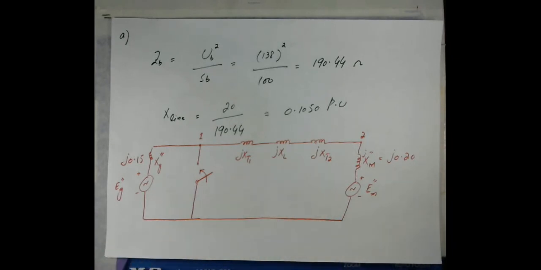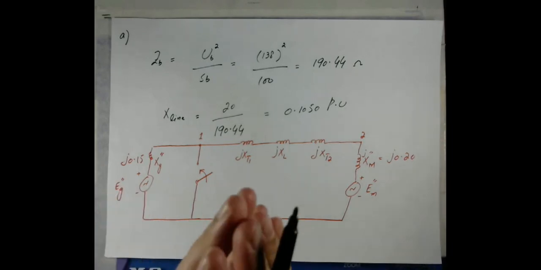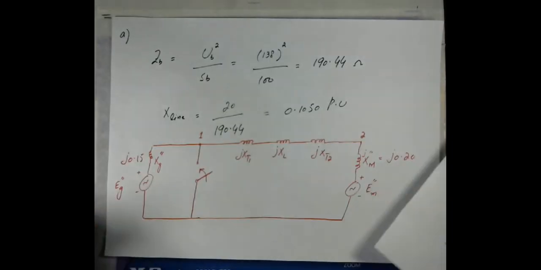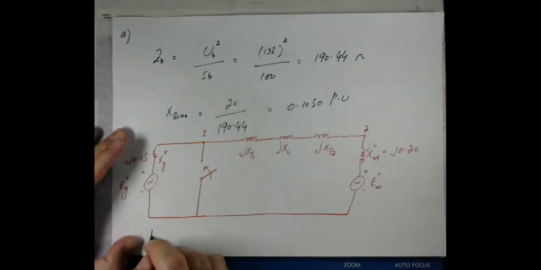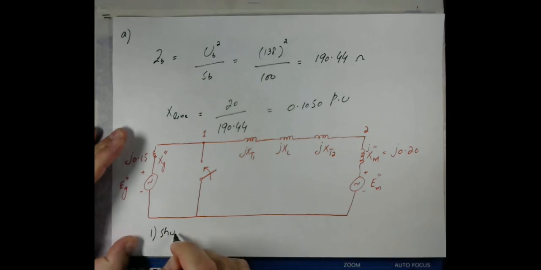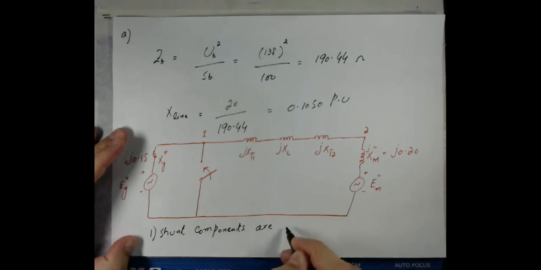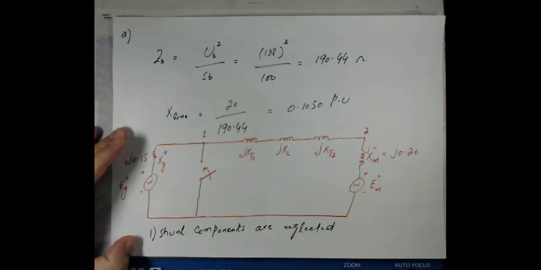These sorts of networks are solved with two assumptions. In solving these types of networks, assumptions are made. The first assumption is that the shunt components are neglected, because we are not considering any capacitive reactance of the transmission line. So shunt components are neglected.